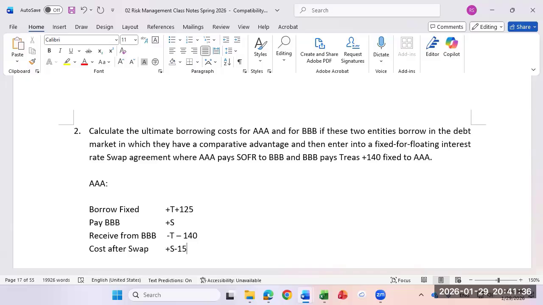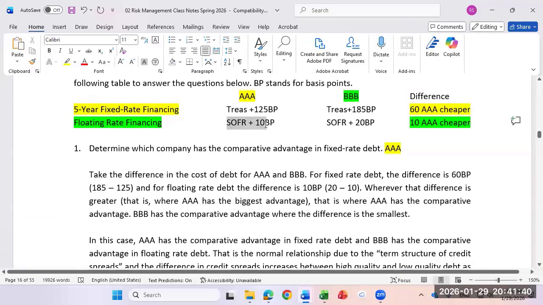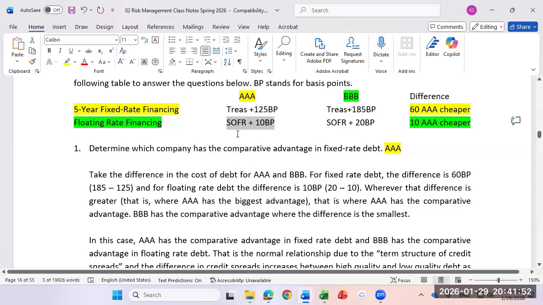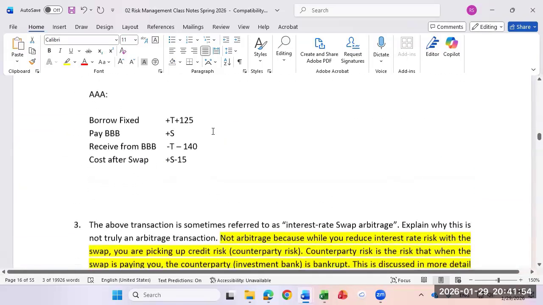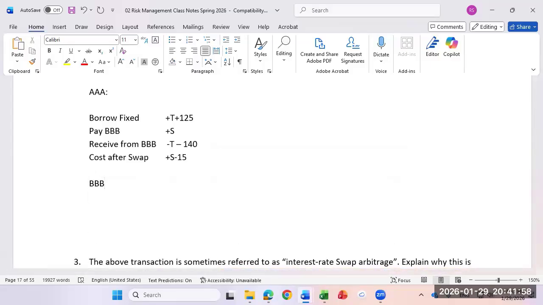Now, what if they just borrowed floating? What would it cost them? Would it cost them SOFR plus 10? Would you rather borrow at SOFR plus 10 or SOFR minus 15? I'd rather do SOFR minus 15. There's the magic. How did they do that? They must have done that by ripping off triple B, right? Triple B has got to be just so much worse off. So what does triple B do?